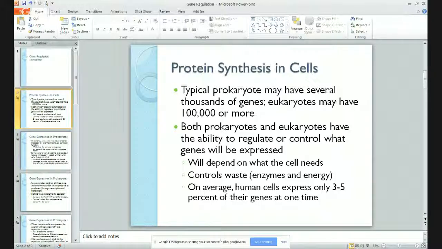Both types of cells are going to be able to regulate and control what types of genes and when those genes will be expressed. Obviously, it's going to depend on when the cell needs certain proteins or if it needs a certain protein. Sometimes it'll depend on environmental factors.